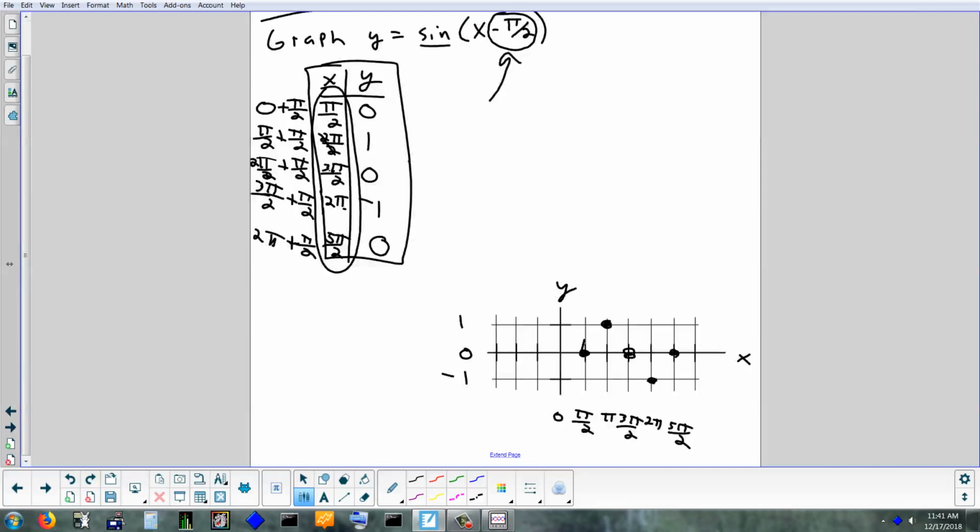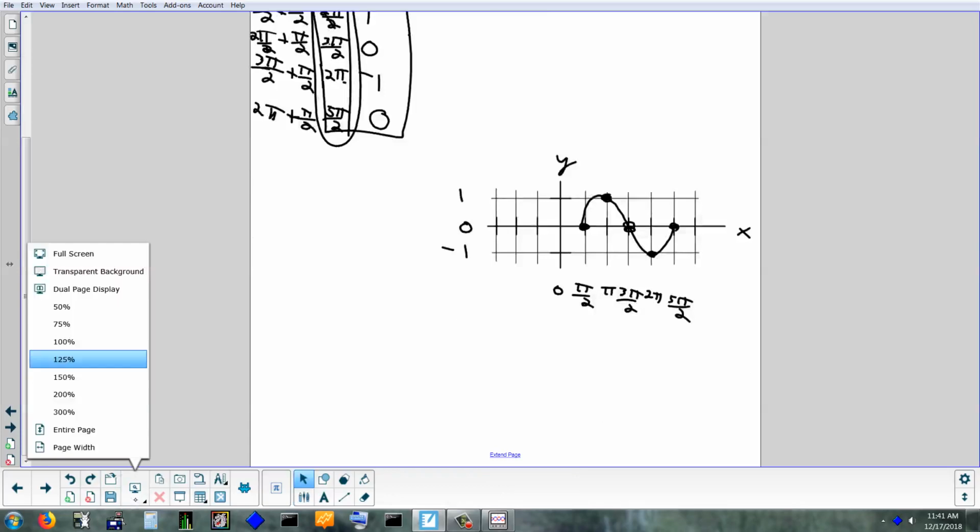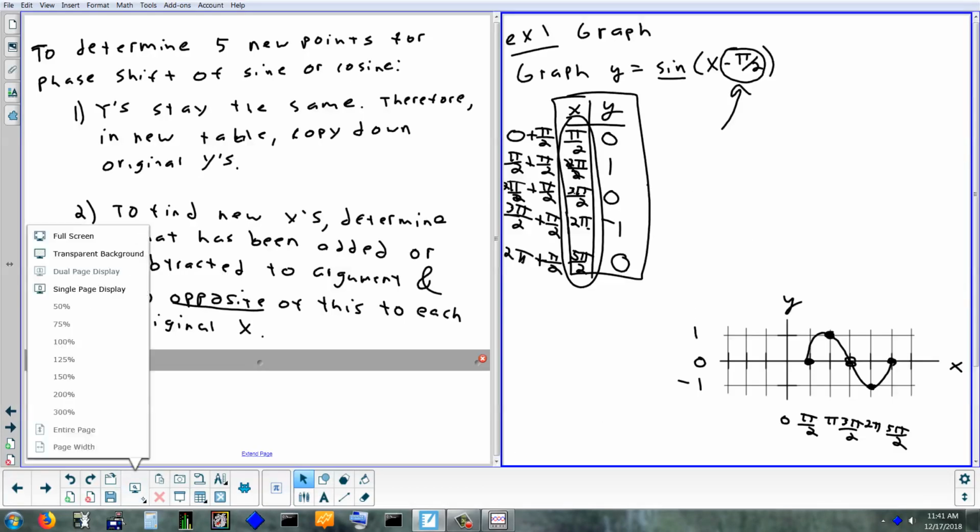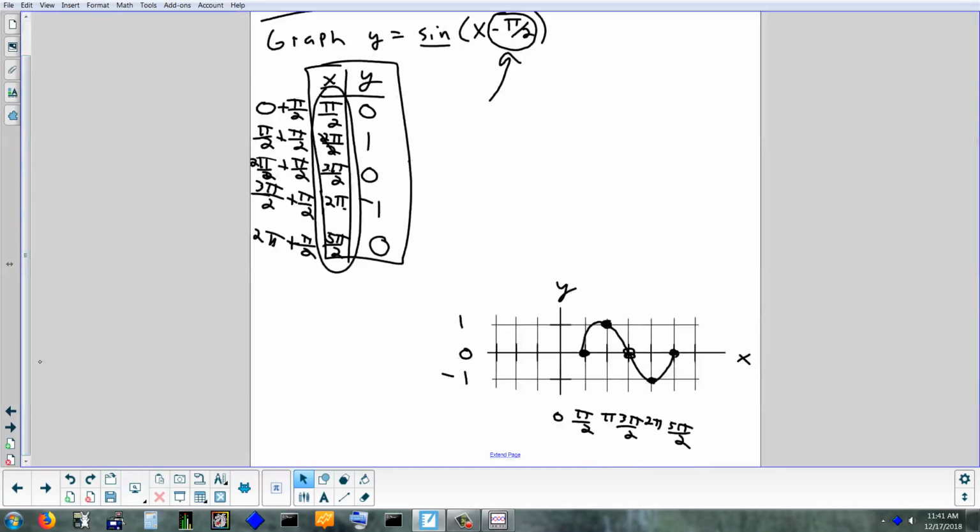And it'll look pretty much like that. Try to make it look curved. Okay? Nothing about a sine or cosine function is a sharp turn. Everything is curved. Okay, so in the homework, what you'll have to do is draw that.